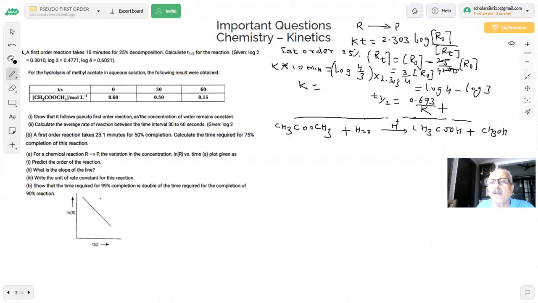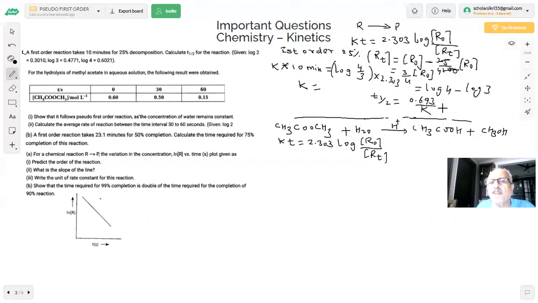Now, if it is a first order reaction, what is the result? What is the formula for the first order reaction? The first order formula is kt equal to 2.303 log of R0 by Rt. If you have doubt, you can use a minus x below that, because I gave you that formula also. So how will we do this question then? What does he want to say?